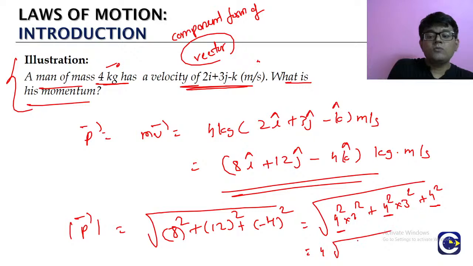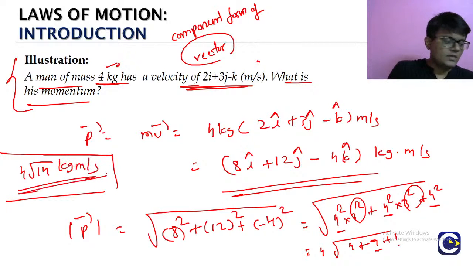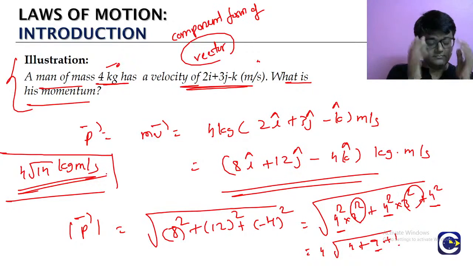Once it comes out of the root, it will be 4. Here what is remaining? 2 square, 4. 3 square, 9, plus 1. 9 plus 1, 10, 14. So what is the final answer? The magnitude is 4 times root 14 kg meter per second. Check it guys. If you are looking for the magnitude, it should be 4 times root 14 kg meter per second. Is it clear? So this is how we are going to get the momentum.